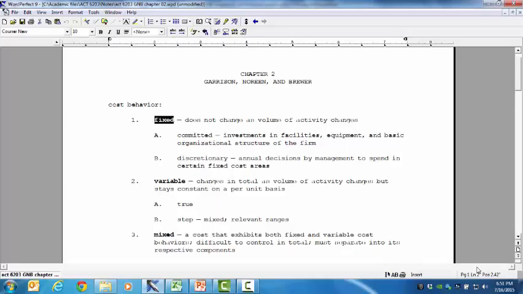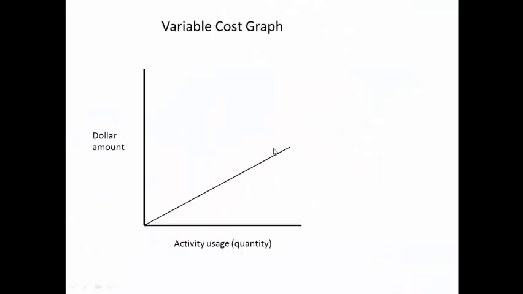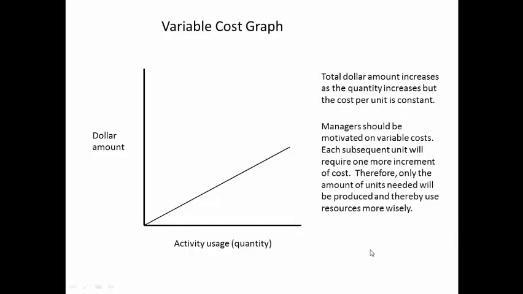A variable cost is going to change in total as the volume of activity changes, but it stays constant on a per unit basis. So in this case, if we were to look at this visually, we will see that there is a dollar amount again in some usage, but if we chart this, you can see that if you do nothing, it costs you nothing. But each subsequent unit is going to incur another increment of that cost. The benefit of this is the total dollar amount is going to increase, but your cost per unit is constant. And if I motivate someone on this, then I'm only going to do the units that are necessary, because one more increment will cost me one more, and I will just produce that which is most beneficial for the company.